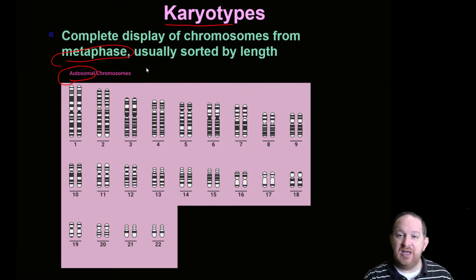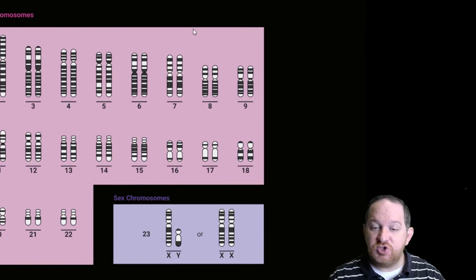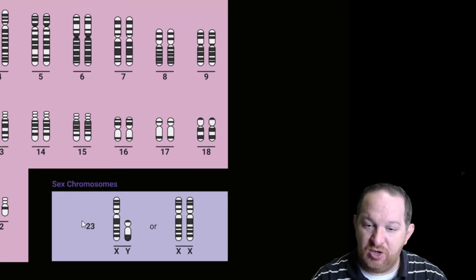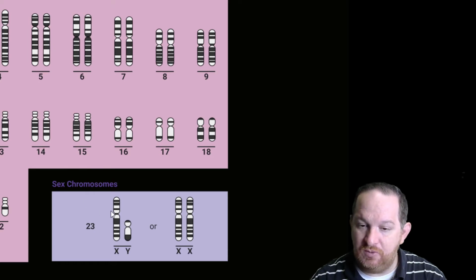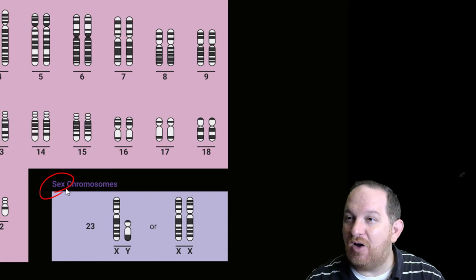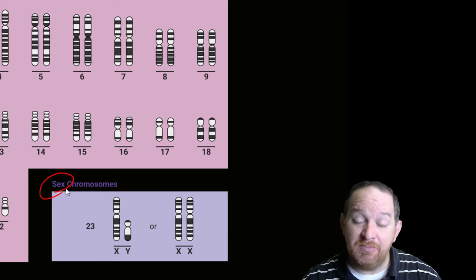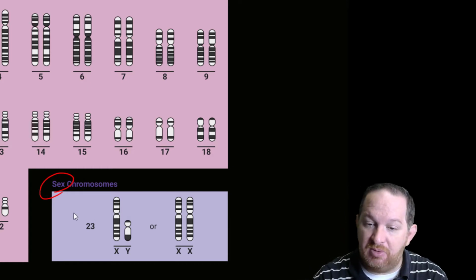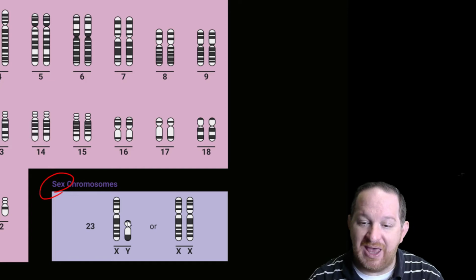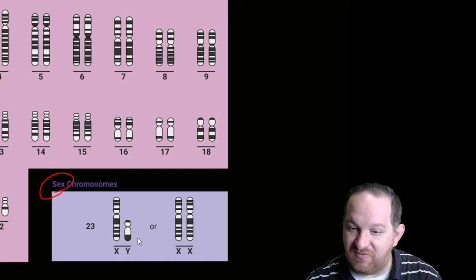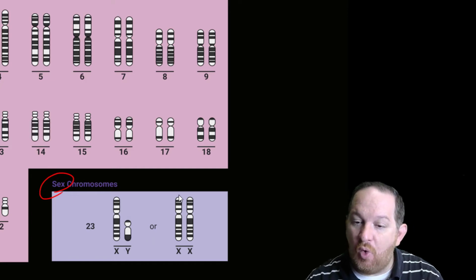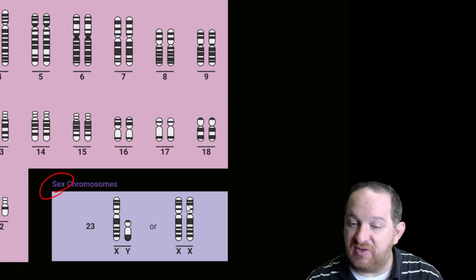When we take and display the chromosomes from metaphase, sort them by length. So 1 through 22 are autosomal, and then the 23rd pair, the last two, are the sex chromosomes. Now, the most common number of sex chromosomes would be 1 X and 1 Y. We generally think of that as a male. Or 1 X and 1 X, we generally think of that as a female.